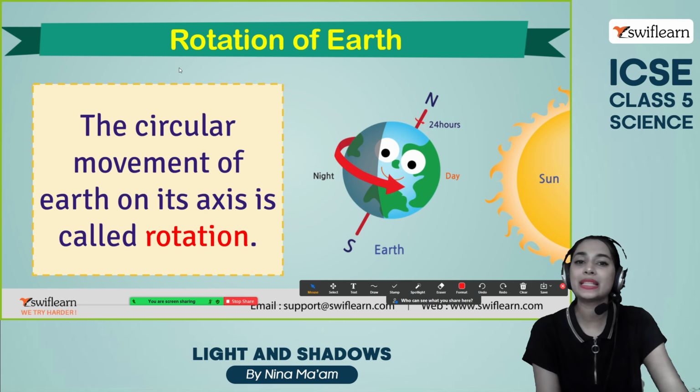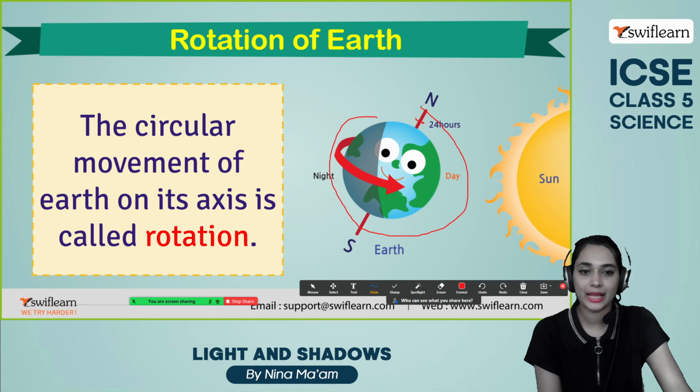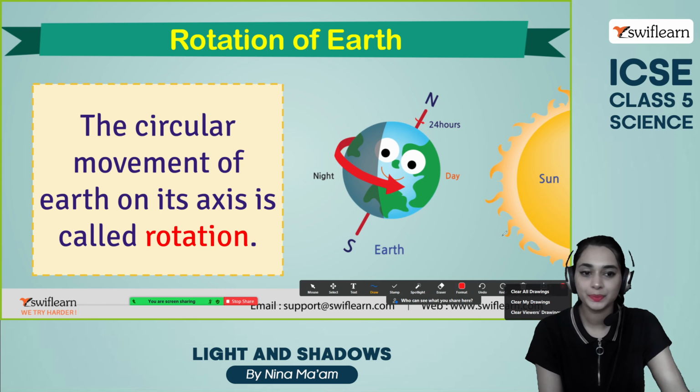So what is the rotation of the earth? The circular movement of the earth on its axis is known as the rotation. You can see this is the earth. It's like a ball, right? And you can find that imaginary line running through the center of the earth. That imaginary line is the axis. So the circular motion on the axis is known as the rotation. I hope it's clear.